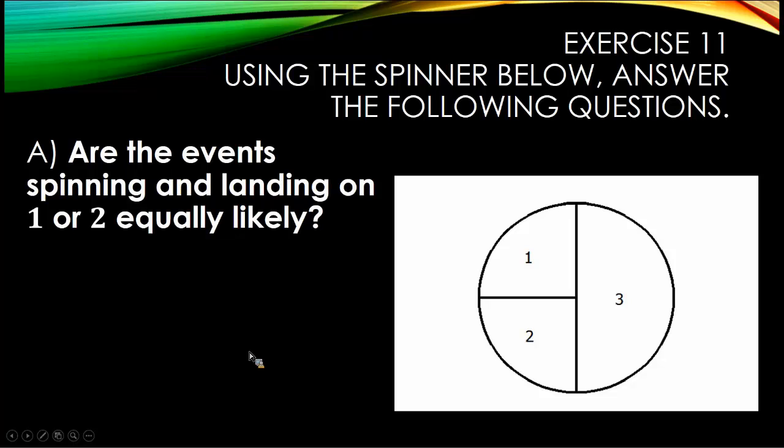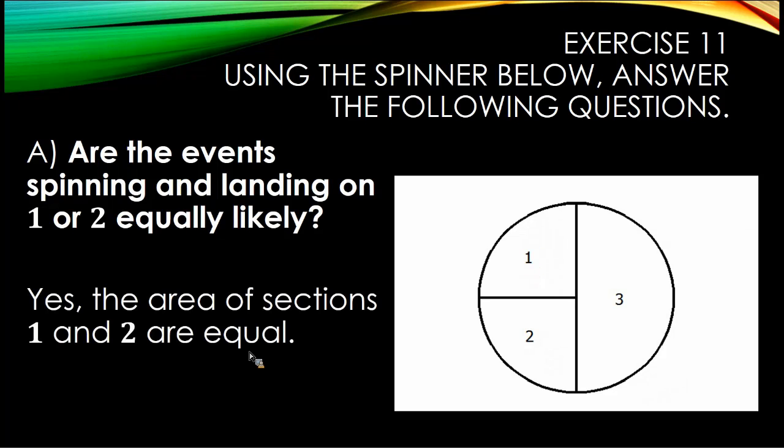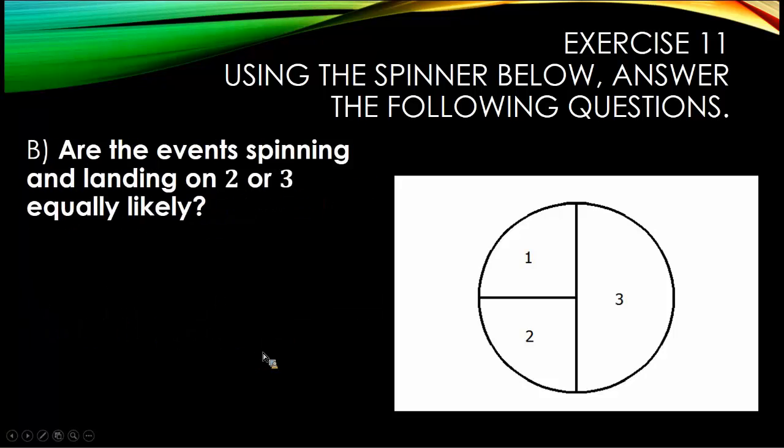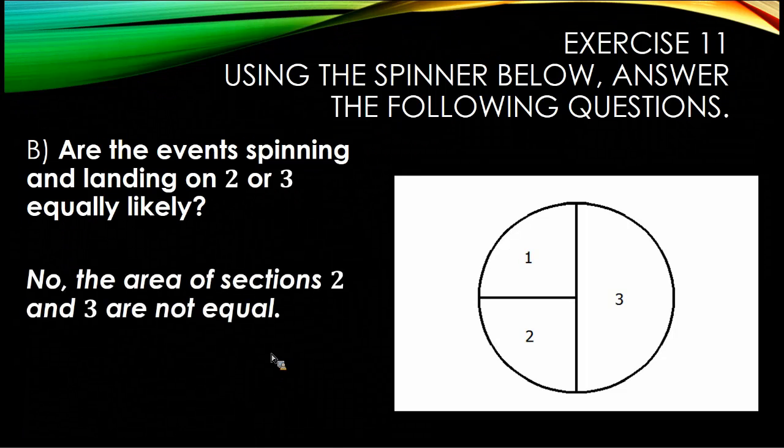Exercise 11, Part A. Are the events spinning and landing on 1 or 2 equally likely? Well, looking at our spinner on the right here, yes, the area of the sections 1 and 2 are equal. Part B. Are the events spinning and landing on 2 or 3 equally likely? No. The area of sections 2 and 3 are not equal. 3 is clearly larger.